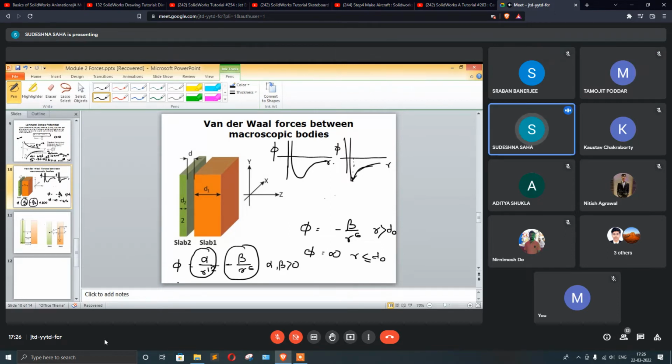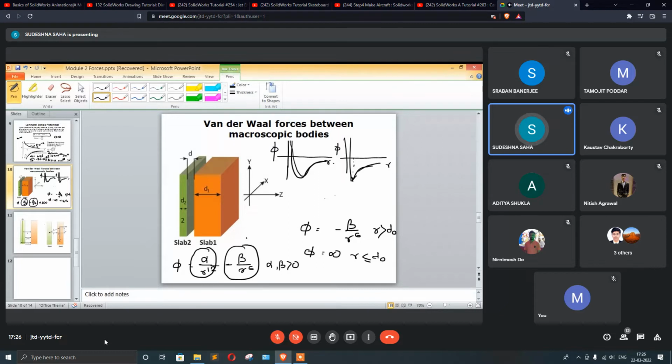Actually what happens, this is the actual equation. Phi equals alpha divided by r to the power 12 minus beta divided by r to the power 6. That means you will obtain a distributed curve like this, right? Now we are trying to simplify it because this becomes very complicated if we just put it that way for our calculation.